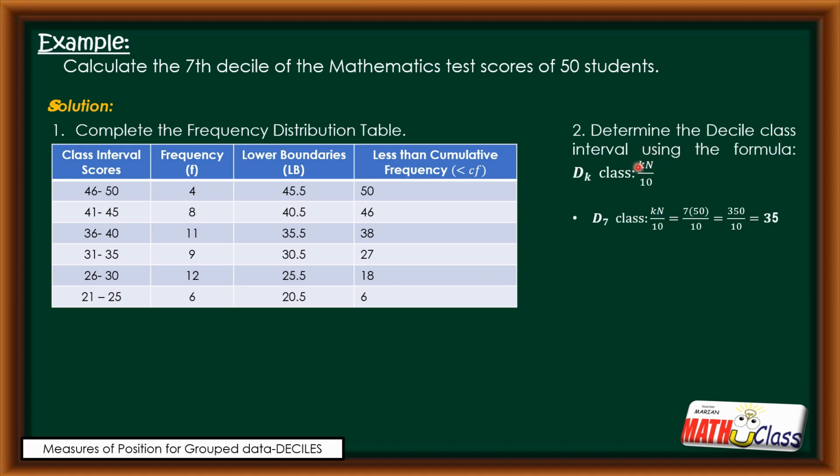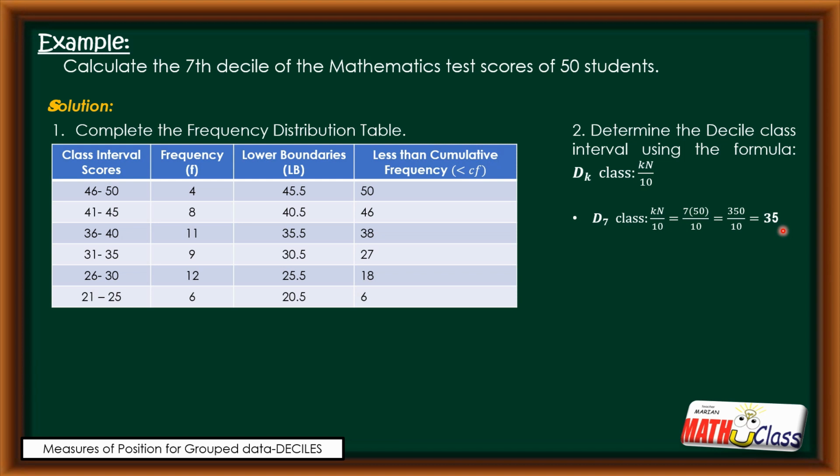Determine the decile class interval using the formula Kn over 10. Remember that our K is the nth decile and n is the total frequency. Since we are looking for the 7th decile or D7, then the value of our K is 7 and n is 50. Let us substitute the values of K and n into the formula. So we have here 7 times 50 is equal to 350 divided by 10. The answer is 35.